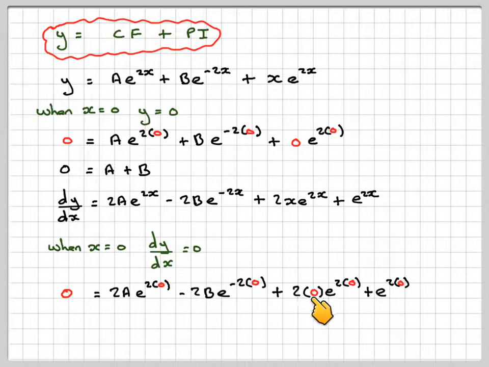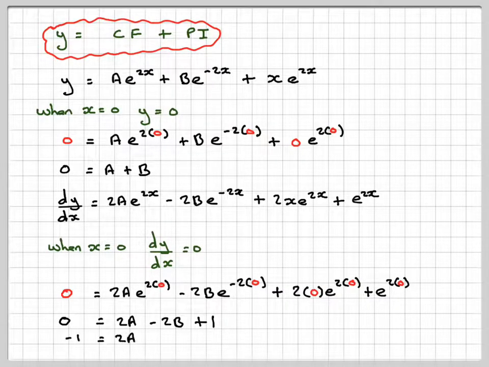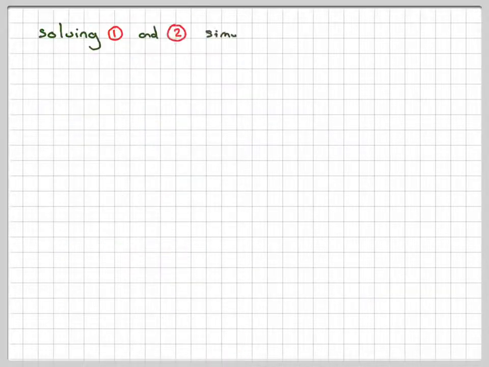Well, this one here is 0 because 0 times anything is 0. So here we're going to get 2a because e to the 0 is 1. And here we're going to get minus 2b. And here we're going to get a 1 at the end. So we got that 0 is equal to 2a minus 2b plus 1, which means that 2a minus 2b must be equal to minus 1. So we now have two equations, this one and this one, so we can now solve them simultaneously.